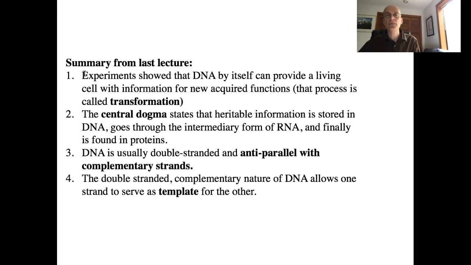And you may recall that we talked about the experiments by Griffith and by Avery and colleagues. I then introduced you to the central dogma, which basically just states that heritable information flows from DNA to RNA to protein. We talked about what it means that DNA is structured in an anti-parallel way, and that it has complementary strands. And then we looked at the fact that when you have double-stranded, anti-parallel complementary strands, one can serve as a template for the other in transcription or in replication of DNA.